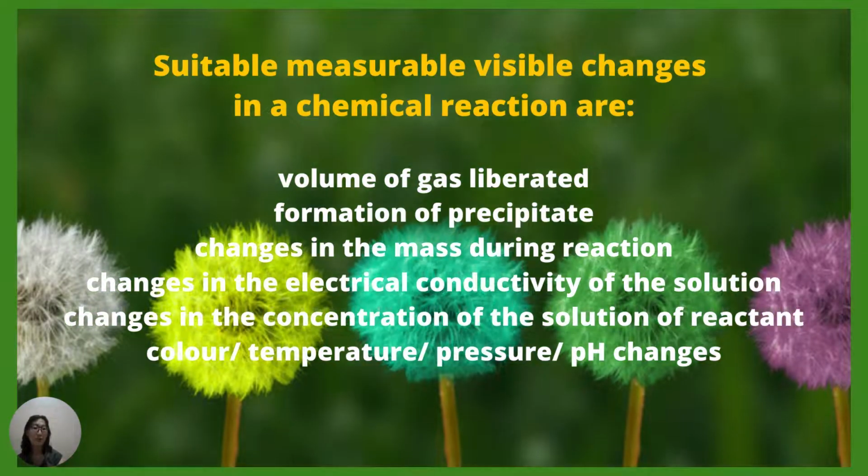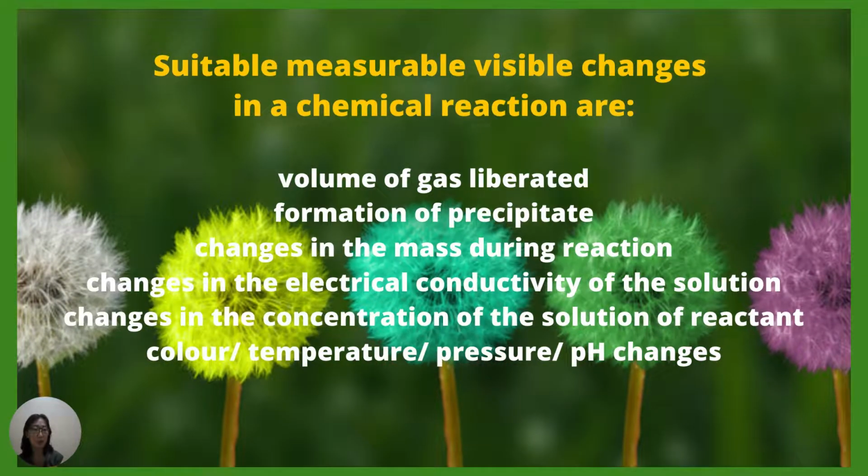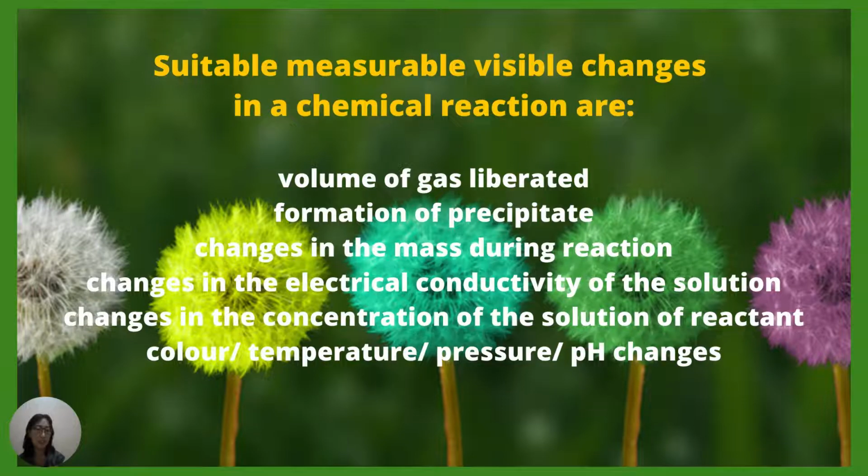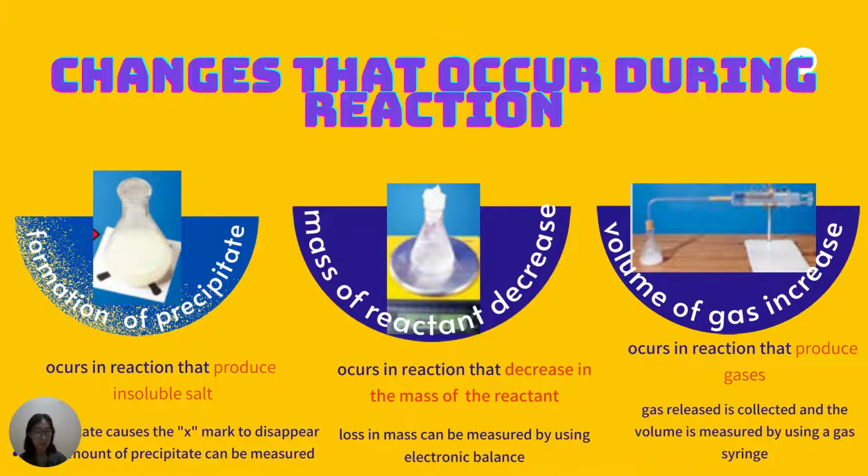There are suitable, measurable, visible changes in a chemical reaction. For example, volume of gas liberated, formation of precipitate, change in the mass during reaction, change in the electrical conductivity of the solution, change in the concentration of the solution of reactant, color change, temperature change, pressure change, or pH change. Which is suitable for you to use? You have to depend on the reaction, and you have to observe which visible change is suitable for you to measure. Here are some examples.